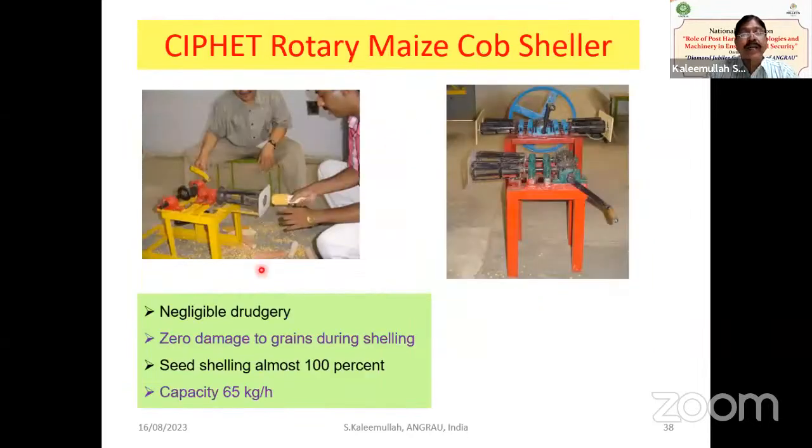And this is a rotary maize cob sheller developed at CIPHET, Ludhiana. And here one gentleman can be sitting, and another man just has to insert the cob inside and rotate it. Whenever he rotates it, all these seeds will be separated. Its capacity is 65 kg per hour.